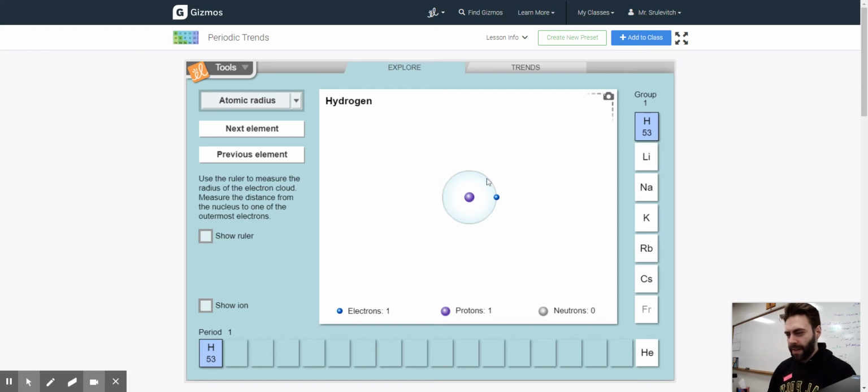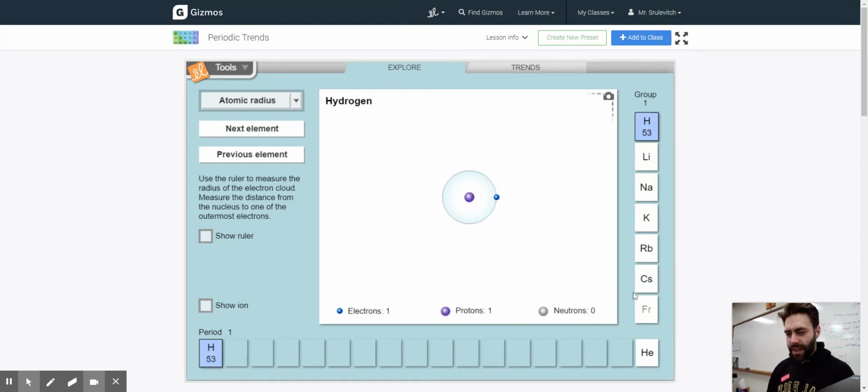Okay, hello everybody. Just a little video on how to do the gizmos if people were a little lost. So the first part is atomic radius, and what you're going to do is measure the distance between the nucleus and the valence electron.